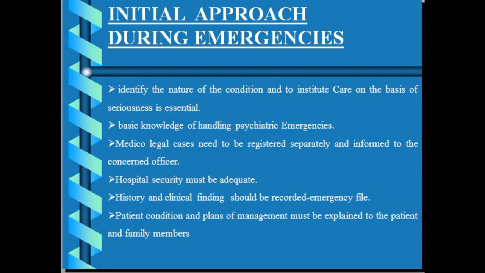Next, adequate security must be maintained to control a violent and dangerous patient. Clinical findings and medical and psychiatric history should be recorded clearly in the emergency file. The patient's present condition and plans of management should be explained clearly to the family members.